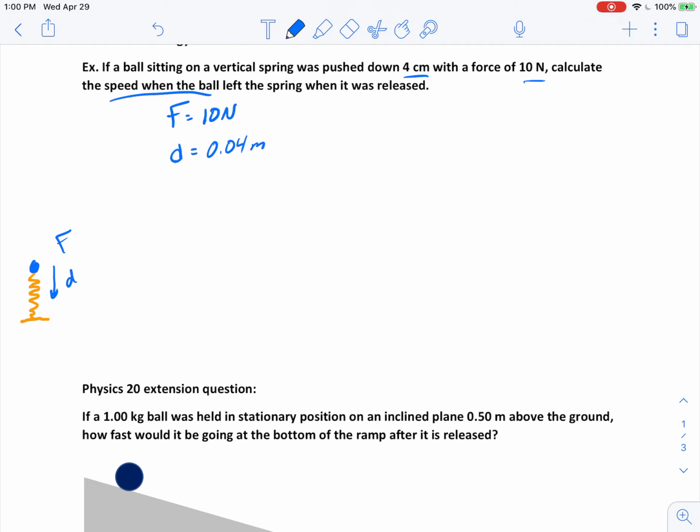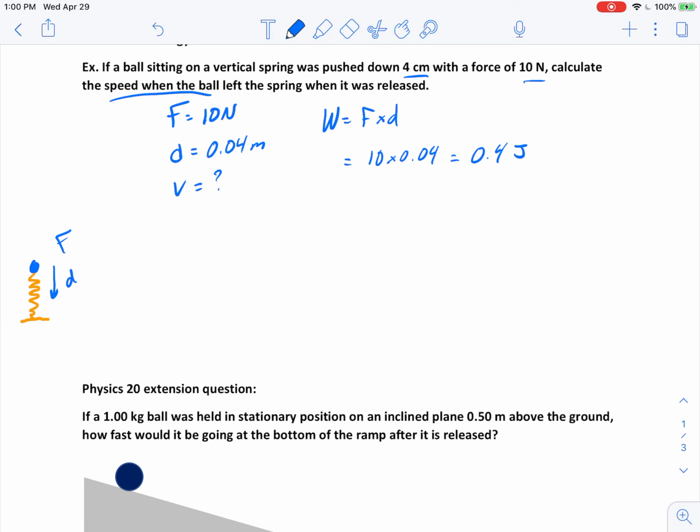Now hopefully you'll notice that there's a relationship between force and distance. Even though we're being asked to calculate the speed, there's still a relationship with force and distance. So that relationship is work. Work is equal to force times distance, which is going to give us 10 times 0.04, which is 0.4 joules of work.